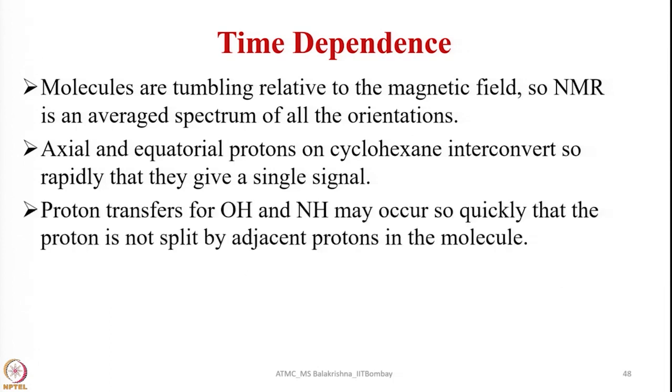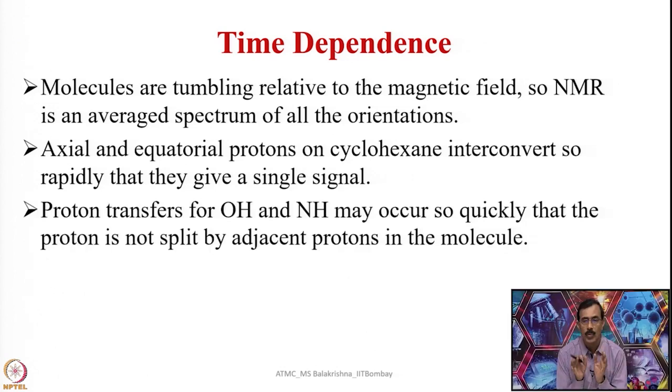So, proton transfer for OH and NH may occur so quickly that the proton is not split by adjacent protons in the molecule. What happens? They are very acidic. As a result, they will be exchanging these hydrogen atoms so quickly. As a result, at a given time, the neighboring groups will fail to get influenced by the magnetic field of that one. So you don't normally see coupling due to OH or NH peaks.